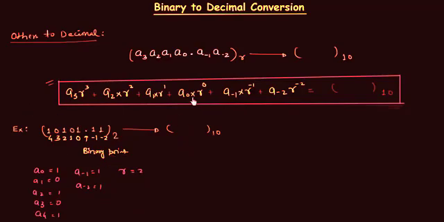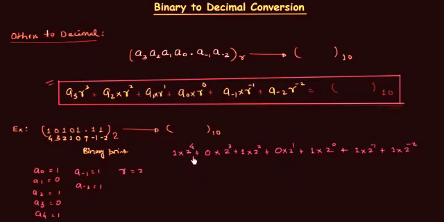So let's start. We have to multiply A0 by r raised to power 0. A0 is 1 and r raised to power 0 is 2 raised to power 0. In the same way, we will multiply 0 by 2 raised to power 1 plus 1 by 2 raised to power 2. A3 is 0. So 0 multiplied by 2 raised to power 3. And A4 is 1. So 1 multiplied by 2 raised to power 4. Now we will move to fractional part. A minus 1 is 1. A minus 2 is also 1. So 1 multiplied by 2 raised to power minus 2. This is what we have. Now we will simplify this.